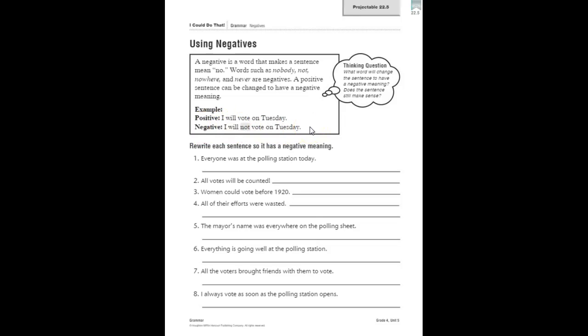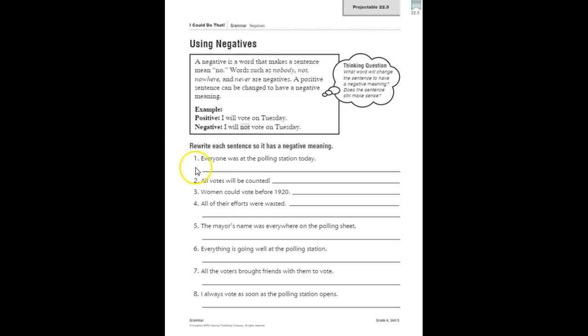To make a positive sentence have a negative meaning, I need to ask this thinking question. What word will change the sentence to have a negative meaning? Does the sentence still make sense? The word not here changes the meaning to negative, and the sentence still makes sense. Okay, so we're going to do a few of these examples before I show you your 2 reader's notebook pages, one with contractions and one using these negatives.